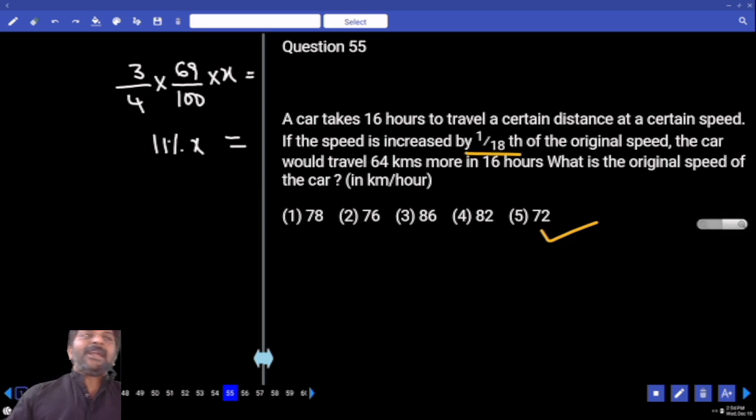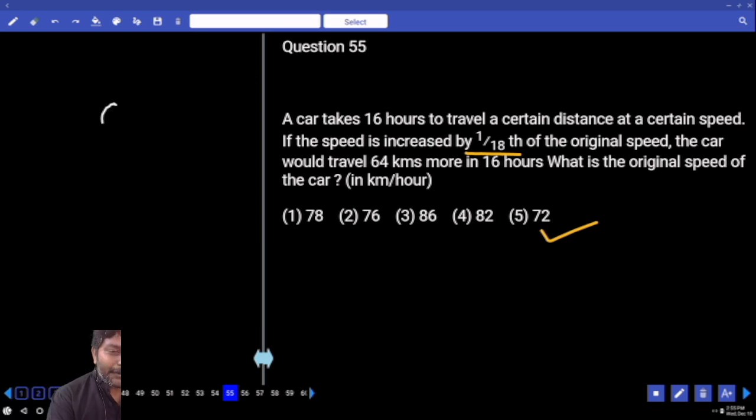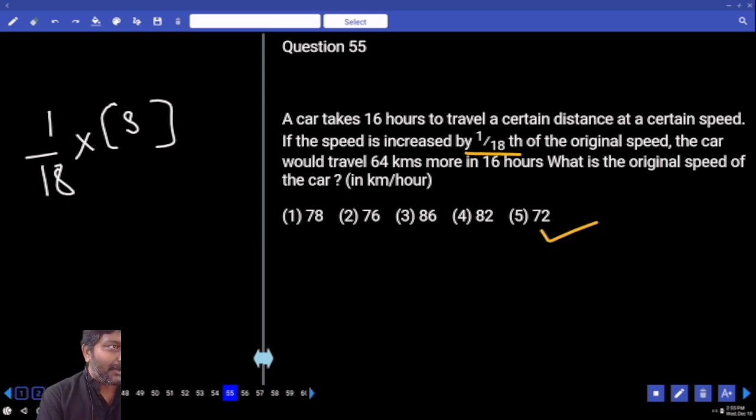See, when you are able to calculate 1/18th of some number, 1/18th of the speed, right? Come on. So your speed must be a multiple of 18. That's what I verified. There is only one option. Correct?